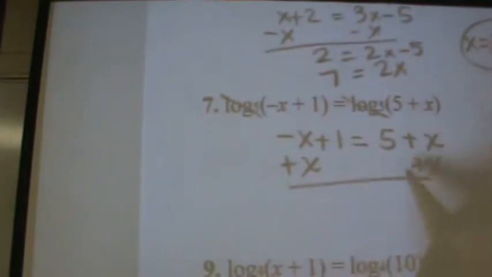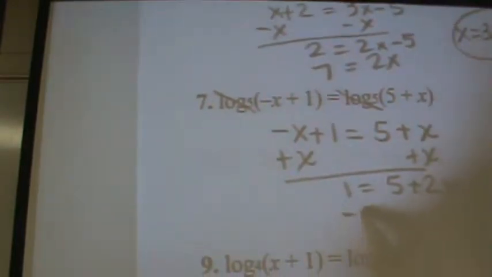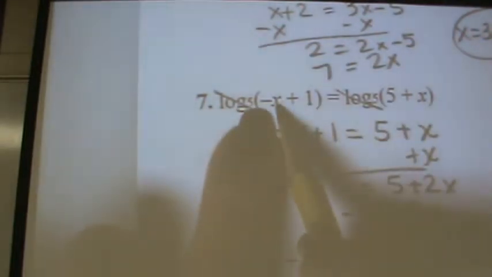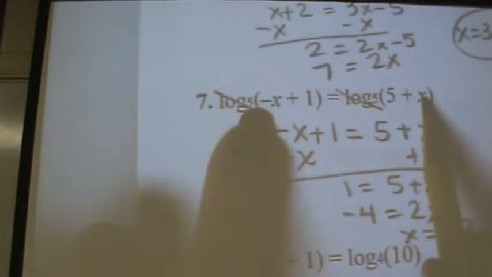So I'm going to add an x here. Subtract 5. And x is negative 2. And that works. If you plug a negative 2 in here, that's going to turn that positive, and you could have a negative x here, because that's going to give you 3.